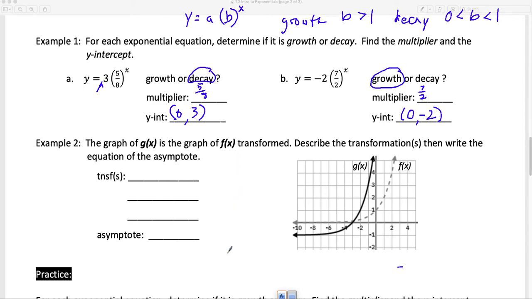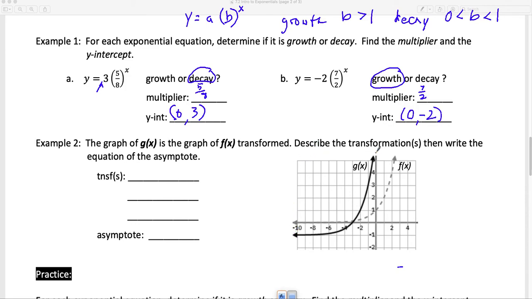All right, for the second part of the practice, actually I think it's like the third part of the practice, we're going to explore transformations with these, mostly so you can see what happens with this asymptote and you can get the idea of an asymptote fixed in your head. So I've got two graphs here. I've got f of x and g of x, and it says the graph of g of x is the graph of f of x transformed. So it's in a dashed gray line so that you can see this is where it started and this is where it is now after the transformation.